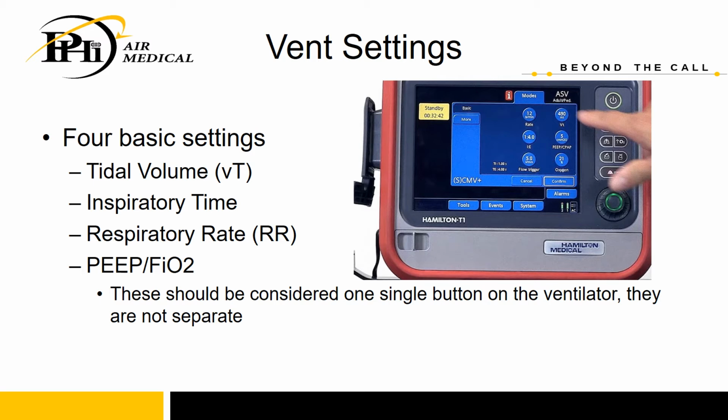And then we have our PEEP and FiO2. You can see on the photo of that Hamilton that the PEEP and the percent oxygen are in fact 2 different buttons. However, we should consider these one single button on the ventilator as they do affect the same aspect in mechanical ventilation. They both affect oxygenation in our patient, and so we do try to use these in tandem with one another to both help with available oxygen in the alveoli and help to improve our compliance and our surface area. So they do affect the same thing, and we consider these really one single button on the ventilator.